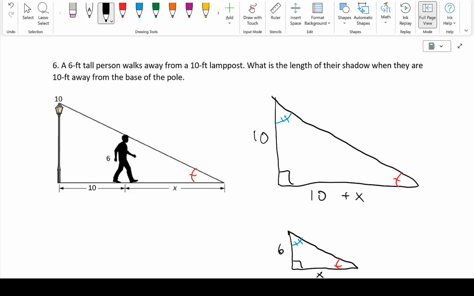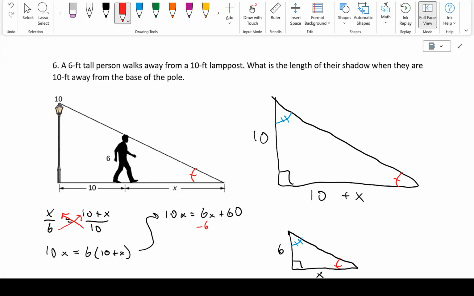We can set up our proportion similar to the last one. I'll use the base of the triangle over the height. So x over 6 is equivalent to 10 plus x over 10. Since we have equivalent fractions, we can cross multiply here. We can multiply the 10 on both sides to really get that 10 times x, and then the 6 on both sides to get the 6 times 10 plus x. So we end up with 10x equals 6 times 10 plus x. I'll move it over just so I don't have to move the screen. We get 10x then equals, when we distribute in, 6x plus 60.